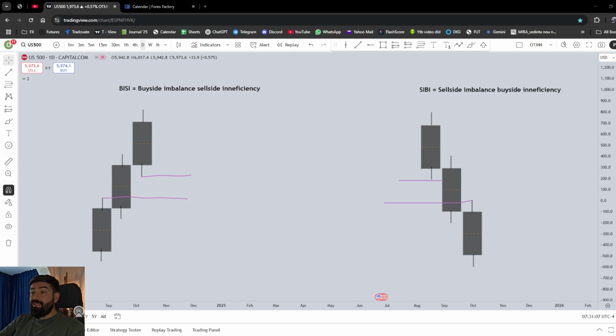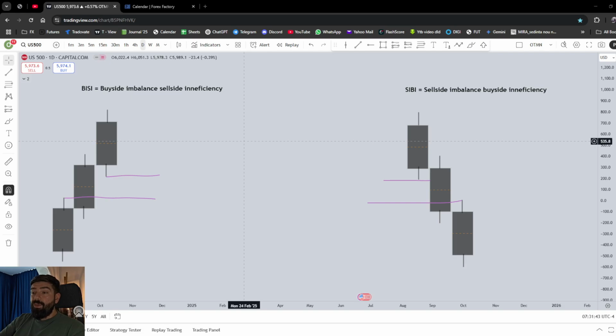Now you might ask, why do I care? Because this is where smart money often re-enters the market. You see that clean gap? Retail traders say breakout. Smart money says, thank you for the liquidity, now let's retrace and continue properly.